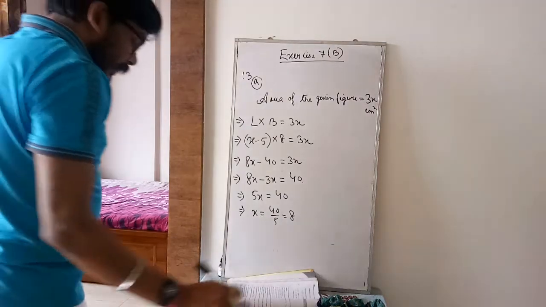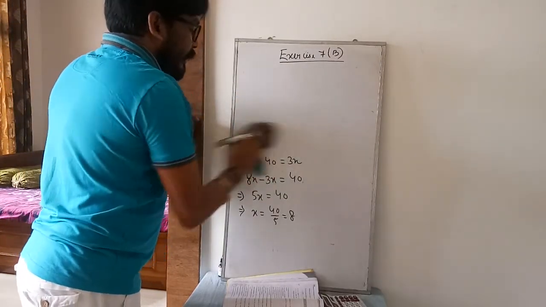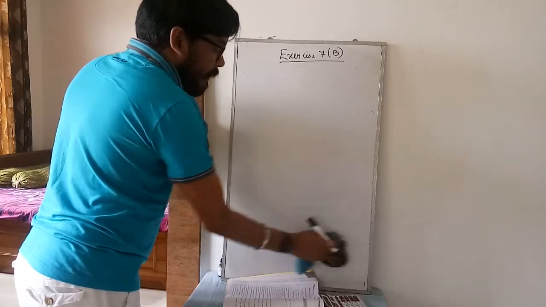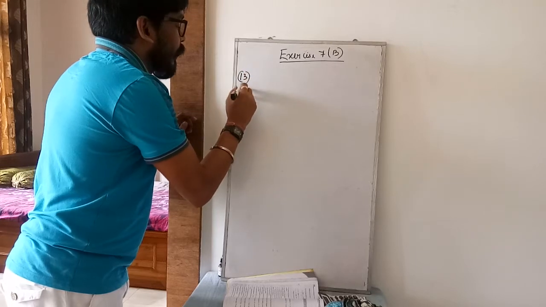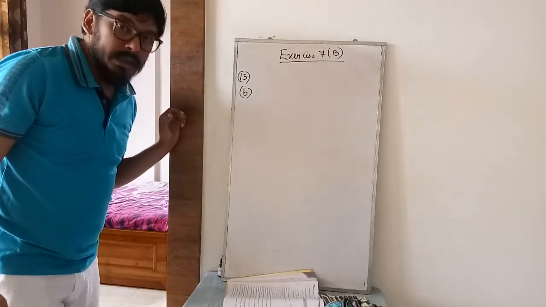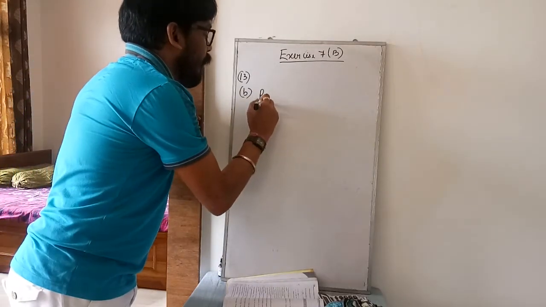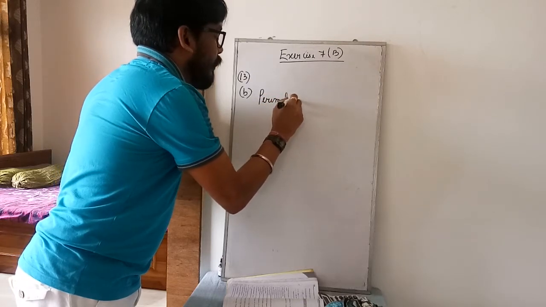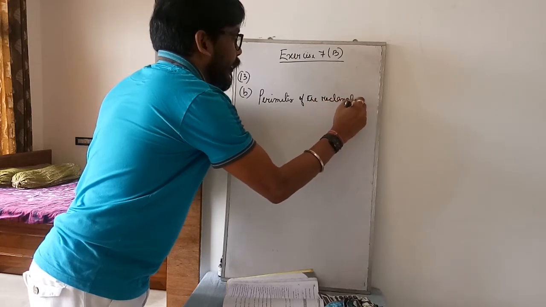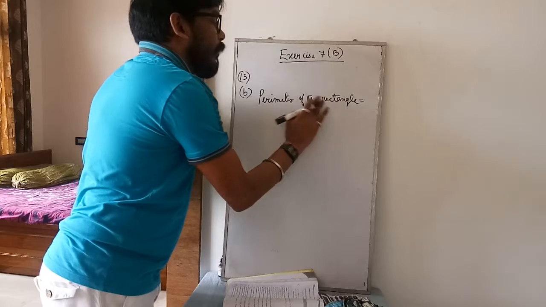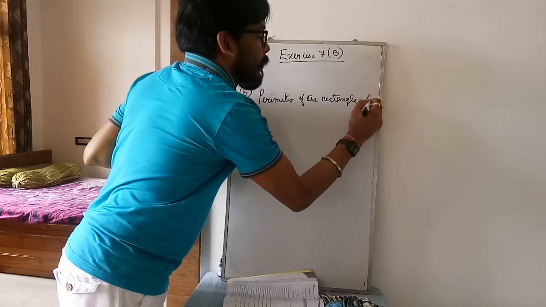Okay. Now 13b. In 13b they have given the perimeter. So the perimeter of the rectangle is 2 into L plus B. You got these things in lower classes, so you will find no difficulty. So here the perimeter is given as 40 centimeter. You have to make an equation and find the value of x. So perimeter of the rectangle, how much is it given? You can write the given figure. Okay, perimeter of the rectangle I have written, you can write given figure also. It is given 40 centimeter.